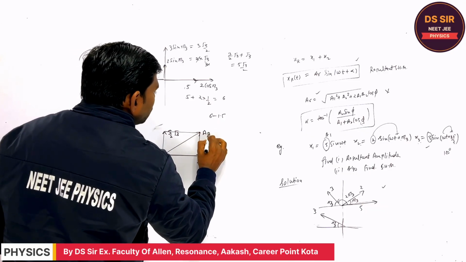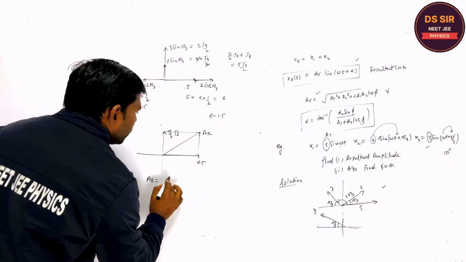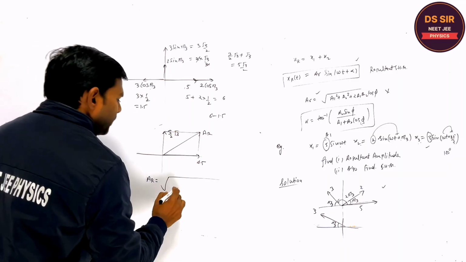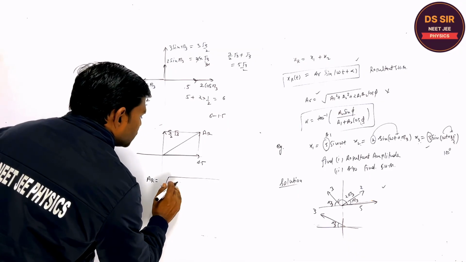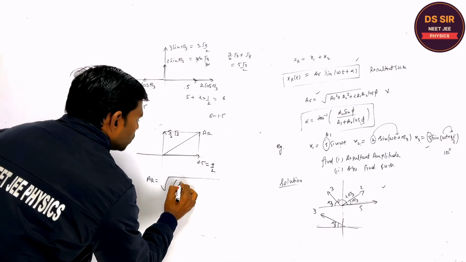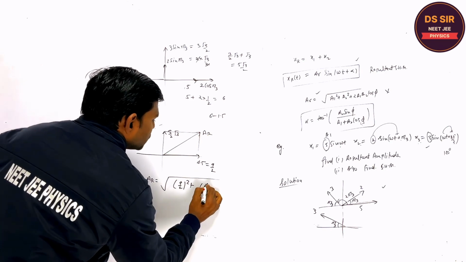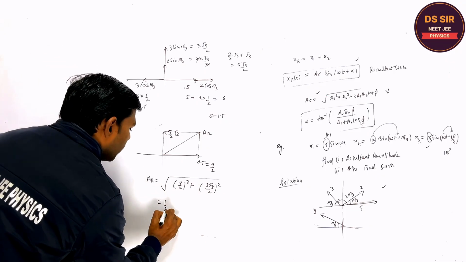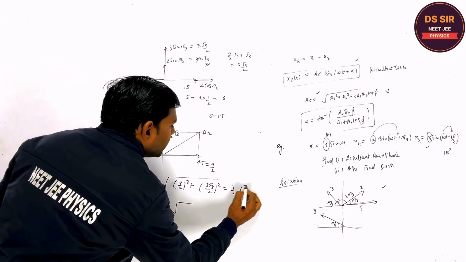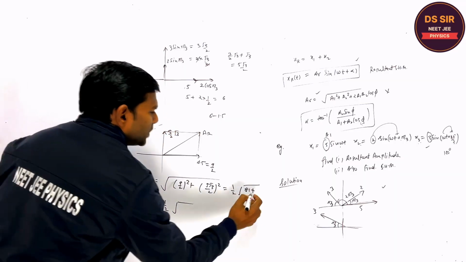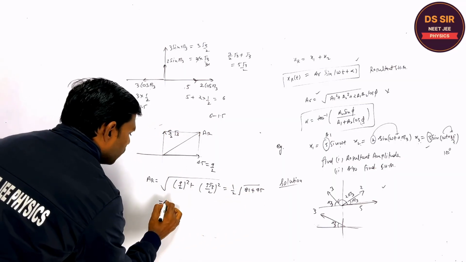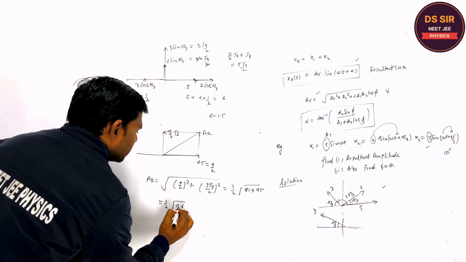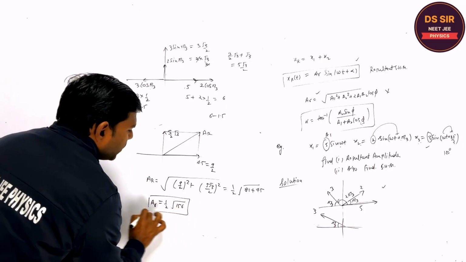The resultant amplitude is given by the resultant of 4.5 and 5 root 3 by 2, and both are perpendicular. So you may write 9 by 2 whole square plus 5 root 3 by 2 whole square. Is it clear or not? So 2 will come out and it is 81 plus 75. So this is the resultant amplitude.